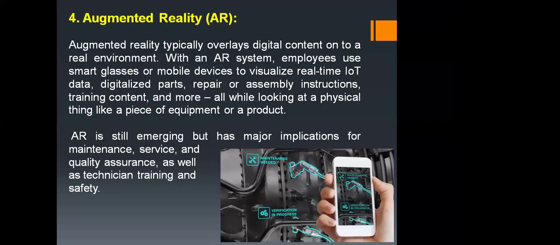Another technology that has been invented is called augmented reality. Typically, it overlays digital content onto a real environment. With an augmented reality system, employees use smart glasses or mobile devices to visualize real-time IoT data, digitalized parts, repair or assembly instructions, training content, and many more, all while looking at a physical thing like a piece of equipment or a product. So this is a system which gives us the information.